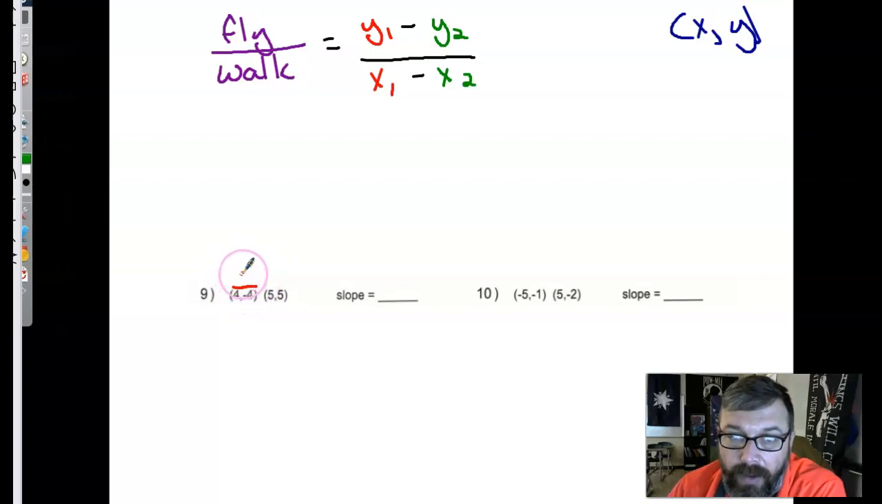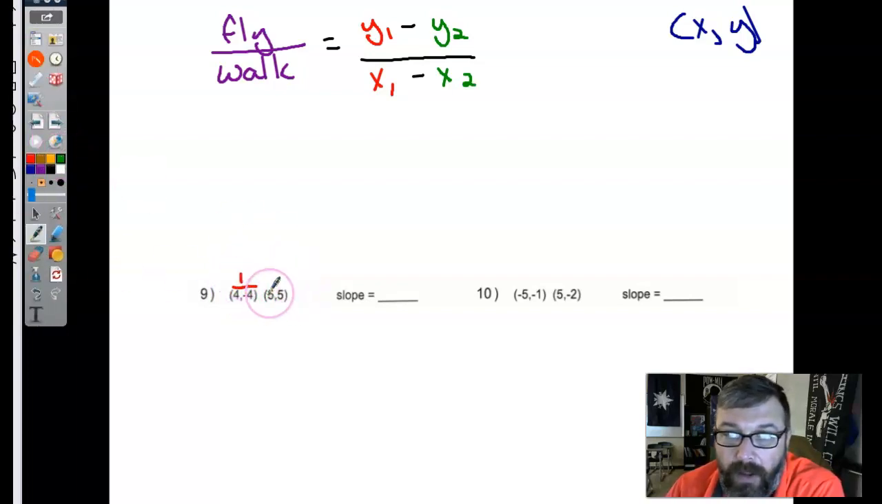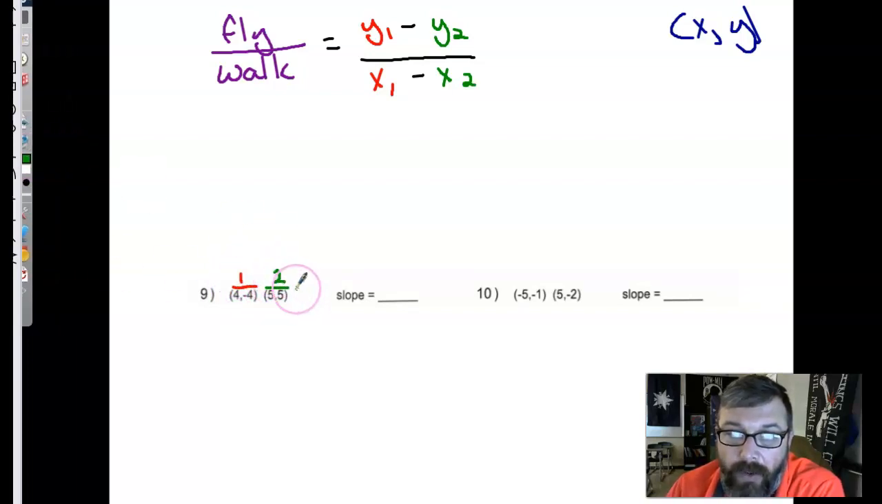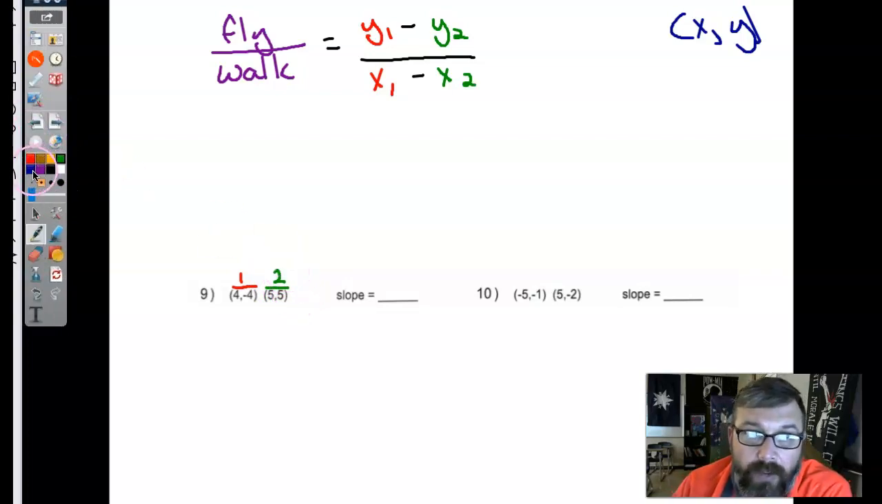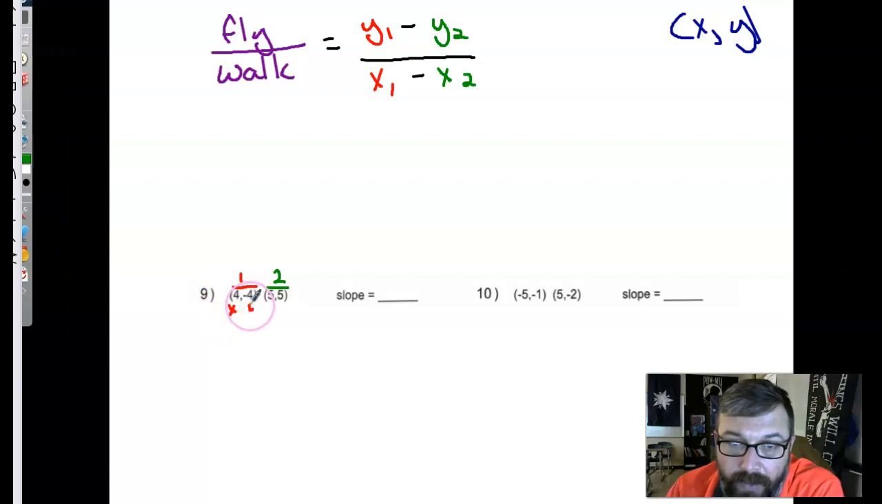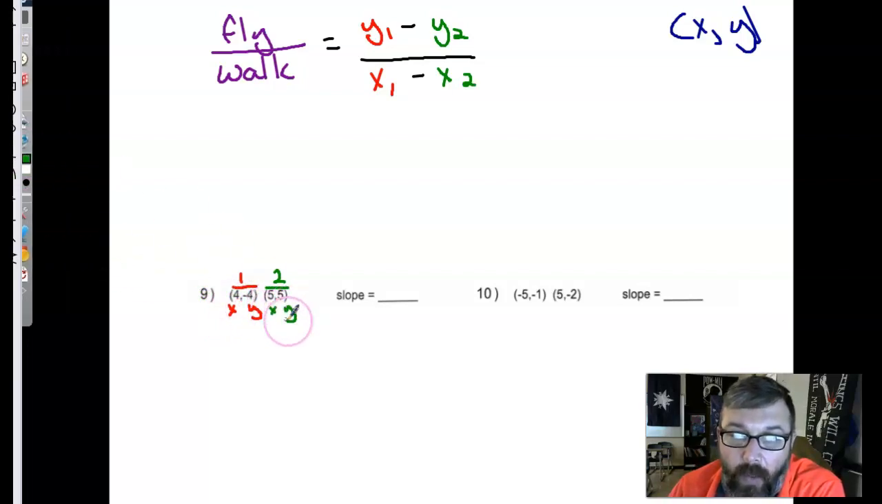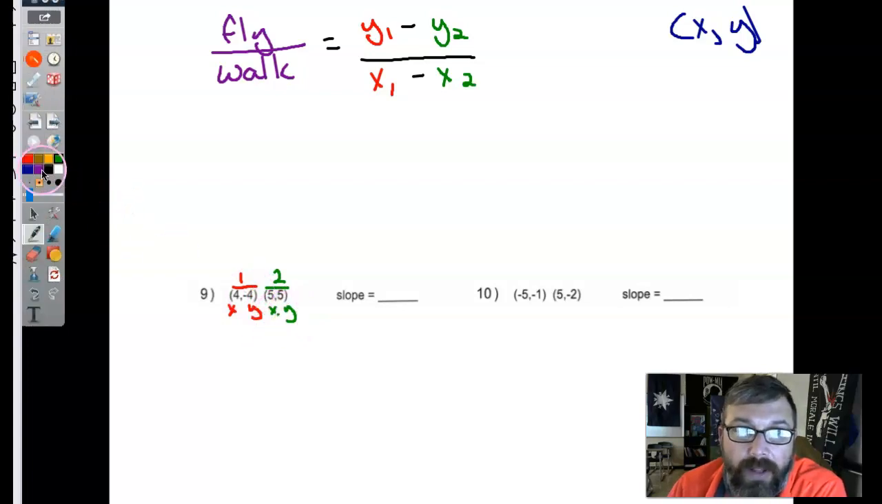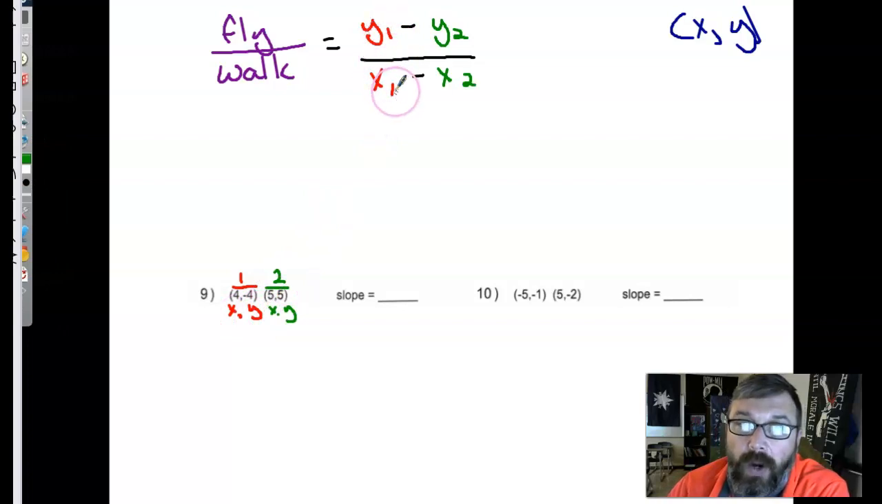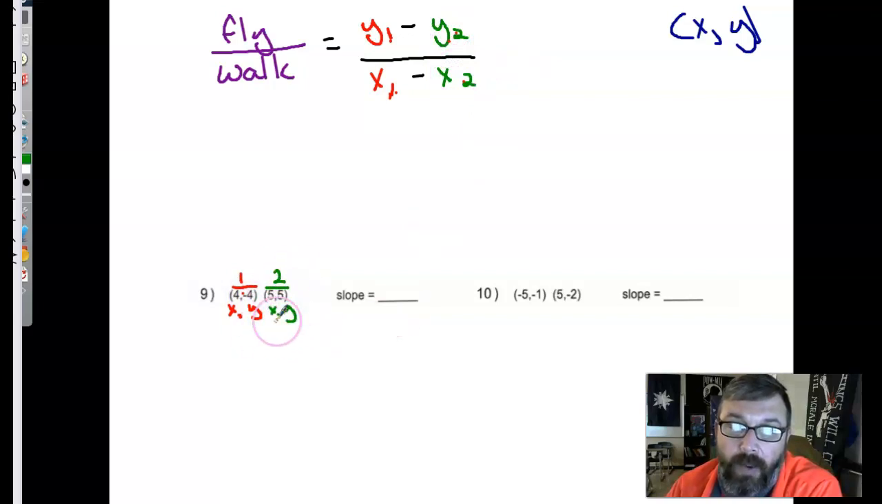So this is point 1, this is point 2. And each one of them has an x and a y. So I have x, y, and x, y. And what those actually are is going to be the subscripts. So this 1 here refers to my first point. The 2's here refer to my second point.